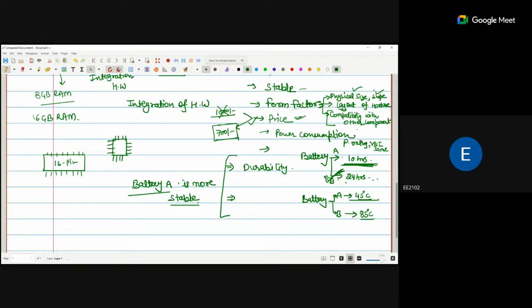Then last is power consumption, because power consumption is also important. If your device has higher power consumption, that means you require a higher battery rating. And if you increase the battery rating, the size of the battery also increases. So this is also problematic.